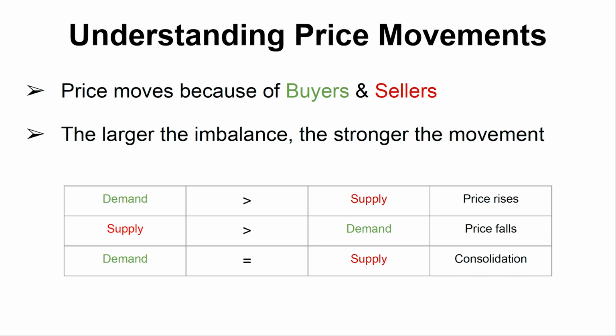Remember, buyers and sellers want to be rewarded for buying or selling an asset. The more aggressive they are, the larger the movement in price should be. Now let's briefly go over the table below before we move on. It should be self-explanatory by now. When demand outweighs supply, price rises. When supply outweighs demand, price falls. And lastly, when demand is equal to supply, price consolidates. Understanding consolidation is going to be essential as we move forward in today's lesson.